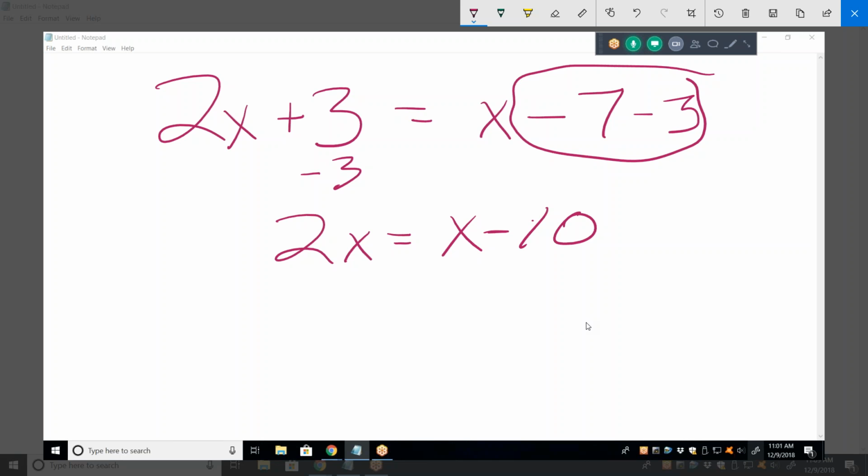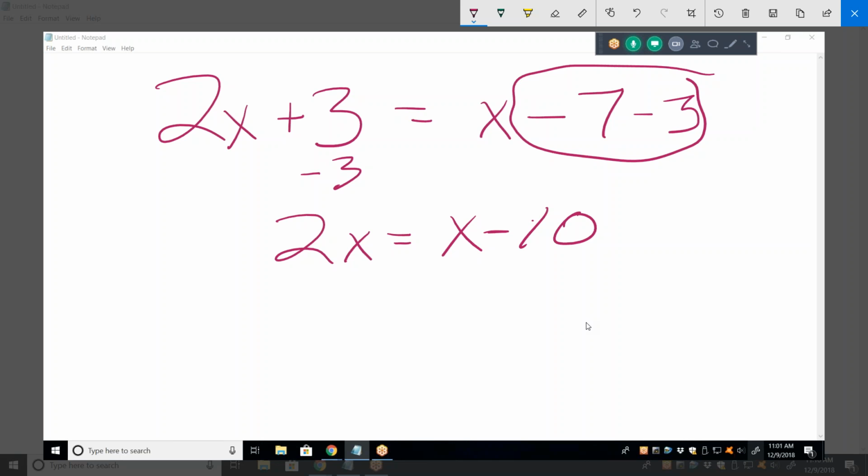Okay? Now, what's the next step? Because all we did was consolidate the numbers. We got all the numbers on the right side of the equation. Now we've got to get all the x's onto the left side of the equation. How do I get that x that's on the right over to the left side? Well, you divide, if I'm not correct. How can I get it?